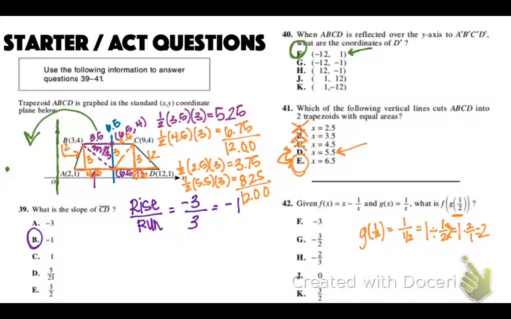Okay, and then we're going to take this 2 and plug it in for F. So this will be F of 2, which will be 2 minus 1/2, which, 2 is the same thing as 4/2, minus 1/2, which is 3/2. Okay, that took a little longer than I thought it was going to, but there you go. Let's get to these next problems.